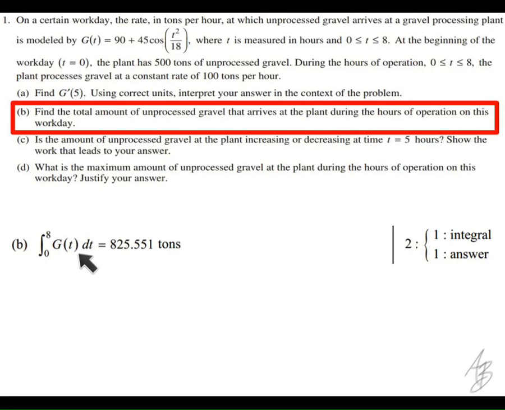And this is an important thing to know about the AP test. They don't just want the answers on the free response, but you need to show how you got it. You need to show what calculus you're using to get it. So in this case, you need to show that you understand that the amount of gravel coming in is the integral of the rate of change of gravel coming in. And it's the integral from 0 to 8 of that.